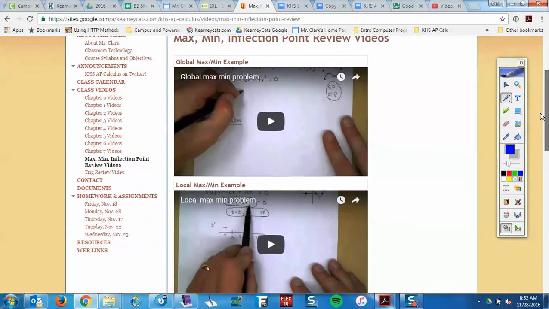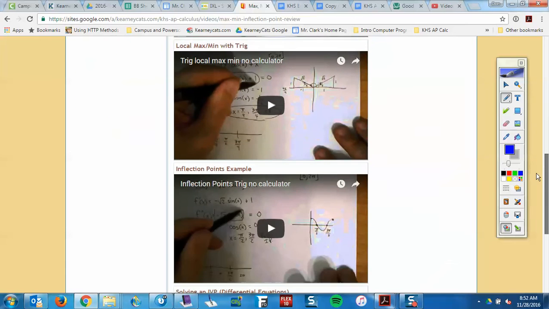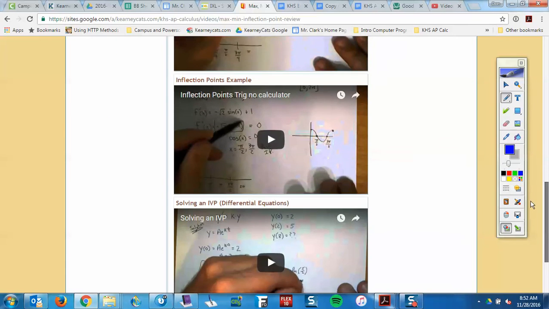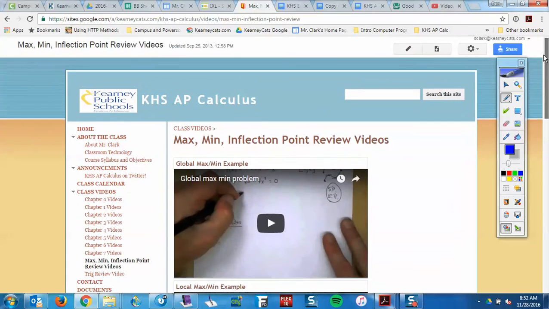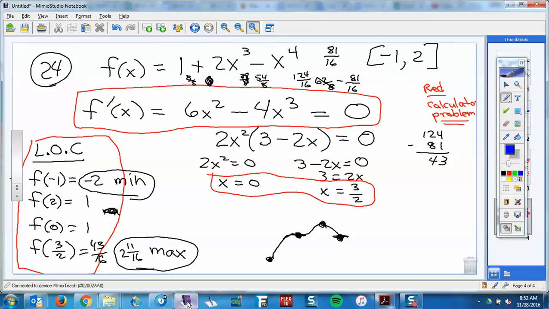So if you want to see that, of course, we got here. And I also have a local max-min, a local max-min with no calculator. I got an inflection point, and then this is another thing. So these are some old ones that I did that are certainly here for you too. So you can see it's a pretty important concept, right? I made some separate videos for those.